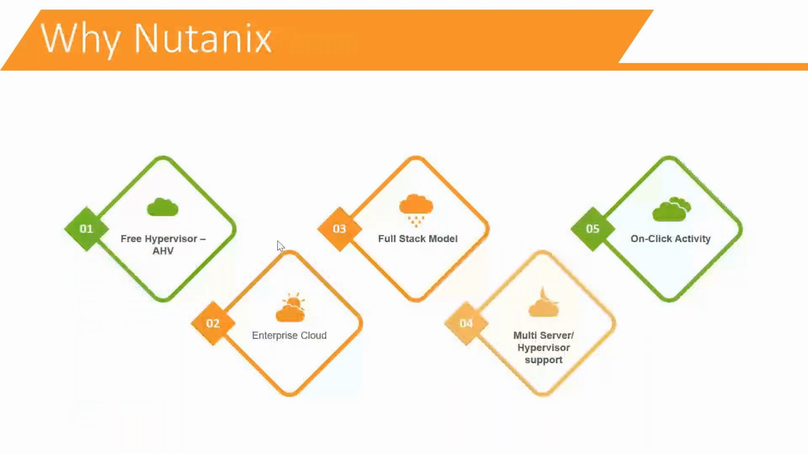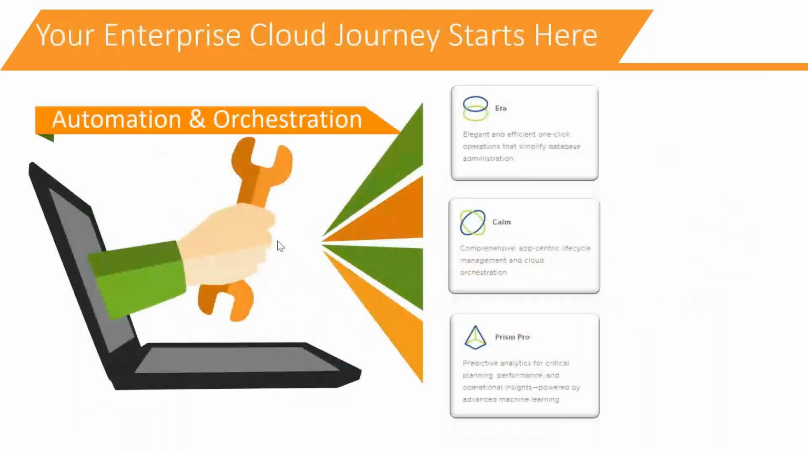Okay, so there are so many products Nutanix has. Era. Era is a database as a service, similar to AWS RDS, Relational Database Service. But RDS is for public cloud, Era is for hybrid cloud. You can deploy your databases on premises or in AWS with Era. It automates the database deployment.